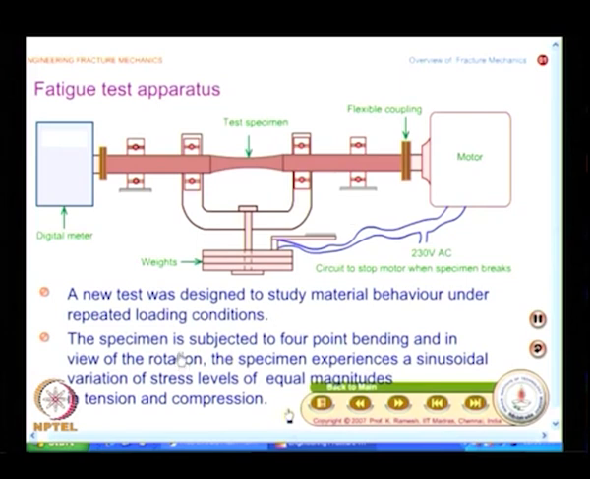The specimen is subjected to 4-point bending, and in view of the rotation, the specimen experiences a sinusoidal variation of stress levels of equal magnitudes in tension and compression. So, you have a sinusoidal variation, and what do you record? You record, as the specimen breaks, how many cycles it has taken. You do not record any other information.